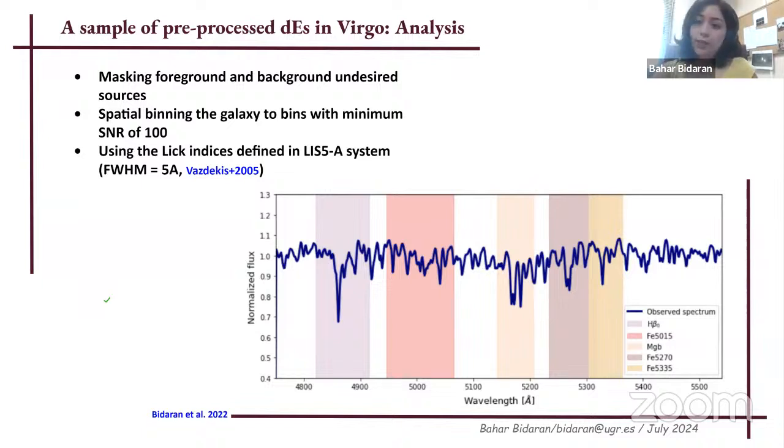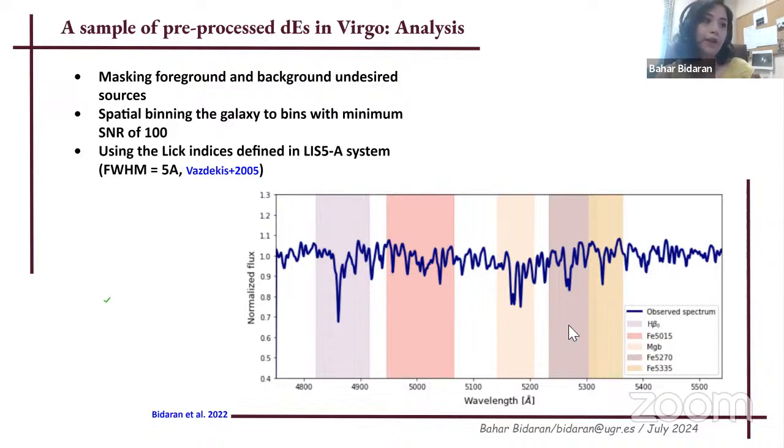So to derive the stellar population properties, we went to the MUSE cubes, and we masked the foreground and background, unwanted sources. Then we used the Voronoi binning method to bin the data so that each spatial bin has a signal to noise of more than 100. For dwarf galaxies, this is amazing. And then because we had this good signal to noise, we could also go to the Lick indices and derive the stellar population properties of these galaxies using the Lick indices.